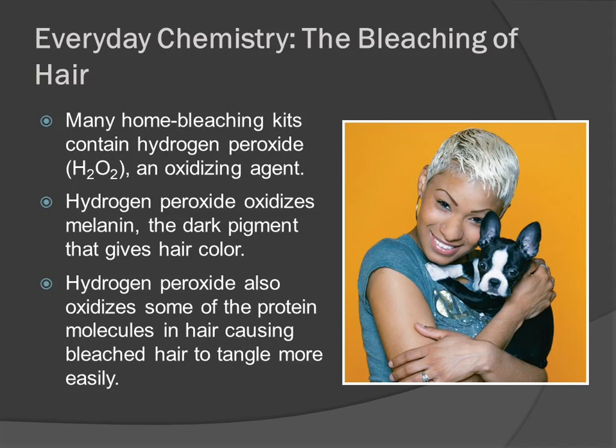Hydrogen peroxide bleaches hair by oxidizing the melanin in your hair, which is what gives it color. It also oxidizes some of the proteins in your hair that help to make your hair more slippery, and so if you bleach your hair, then your hair becomes more likely to tangle because it has a somewhat different texture. I'm not going to test you on that, but you might find it interesting.